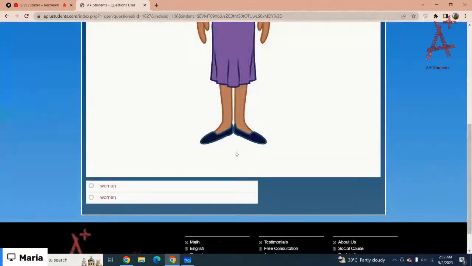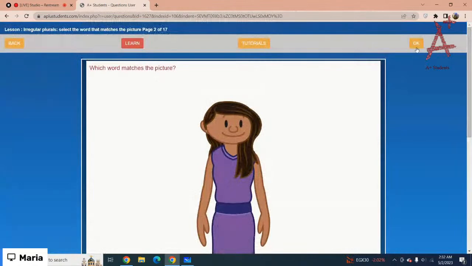Okay, is it woman or women? Which is the correct option? It is just the one, so it would be woman. If more than one, it would be women.